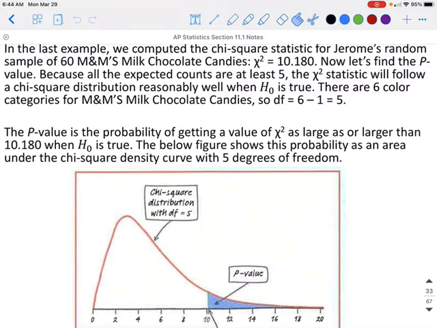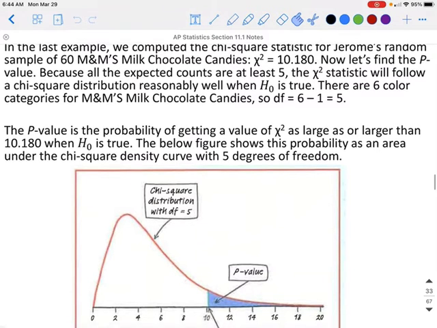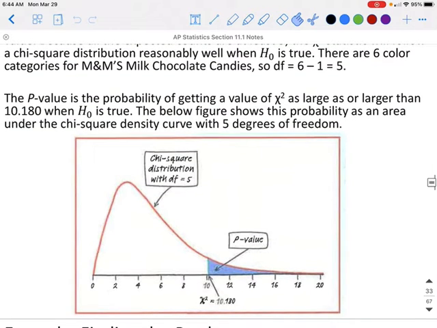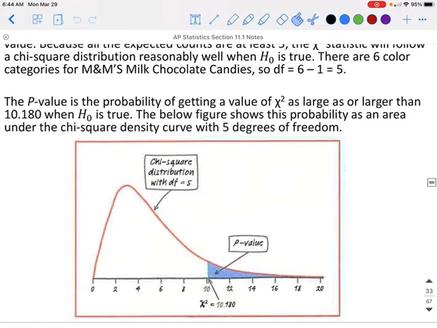There are 6 color categories for the M&M milk chocolates, so the degrees of freedom will be 6 minus 1, which equals 5. The p-value is the probability of getting a value of chi-square as large or larger than 10.180 when the null hypothesis is true. The below figure shows this probability as an area under the chi-square density curve with degrees of freedom of 5.